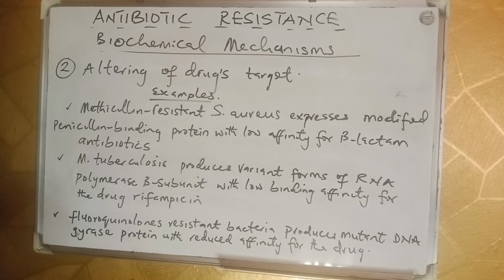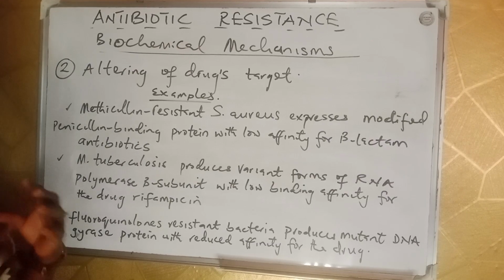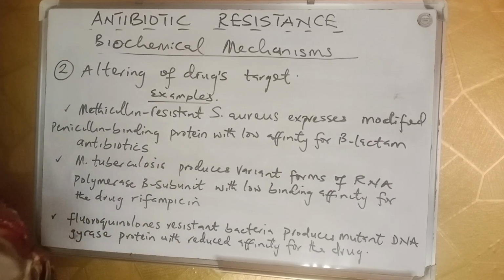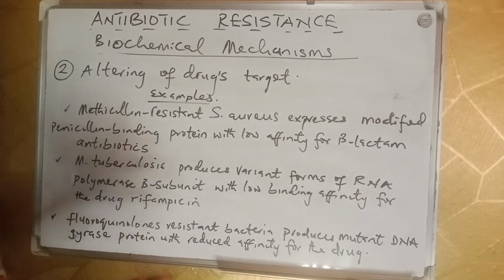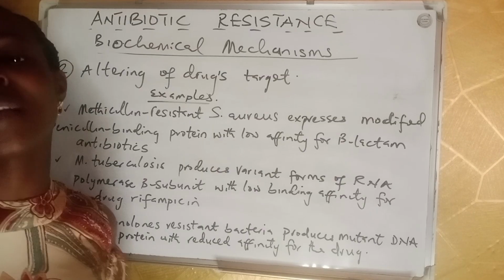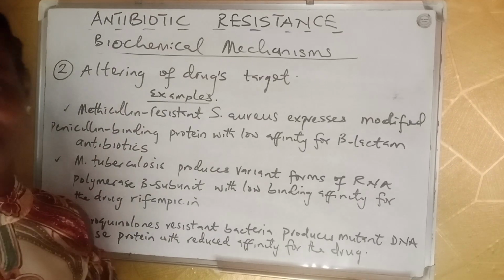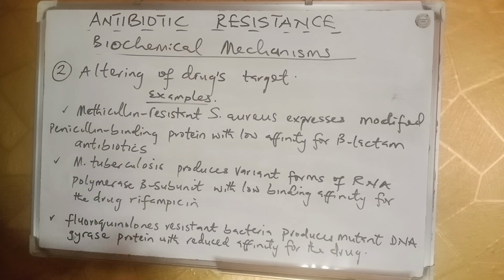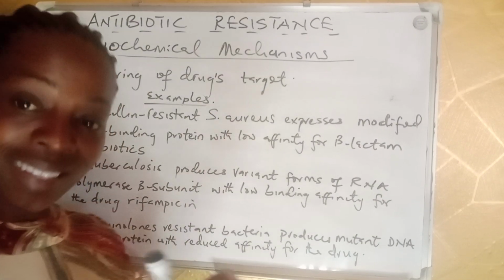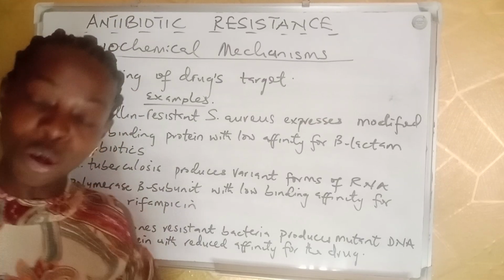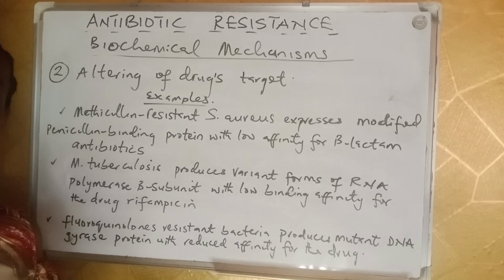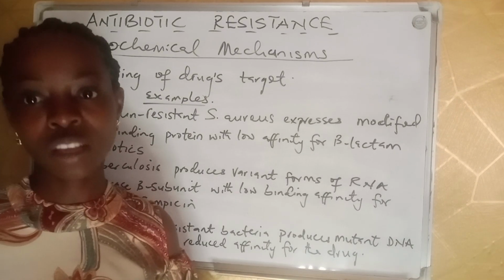And lastly, as an example under the altering of drug targets by microbes, are bacteria that resist fluoroquinolones. This drug, fluoroquinolone, binds to DNA gyrase of microbes. That is where they bind to function. And so these bacteria that can resist them must be able to change the DNA gyrase of their cells so that fluoroquinolones cannot bind. And when it cannot bind, it cannot bring therapeutic effect.